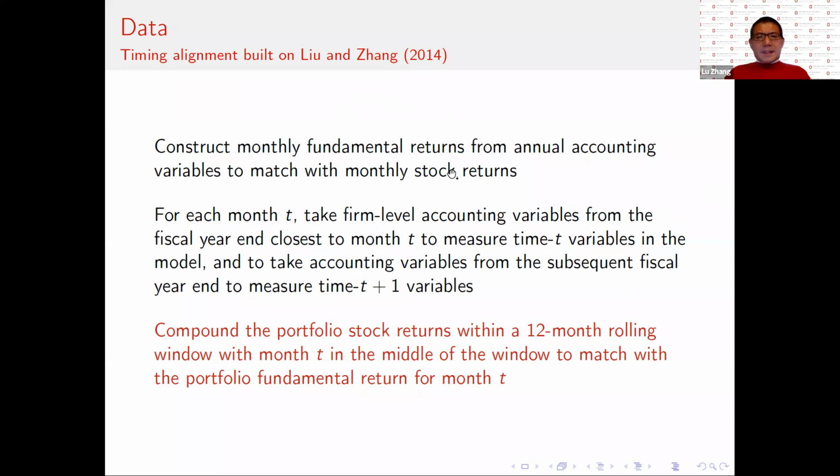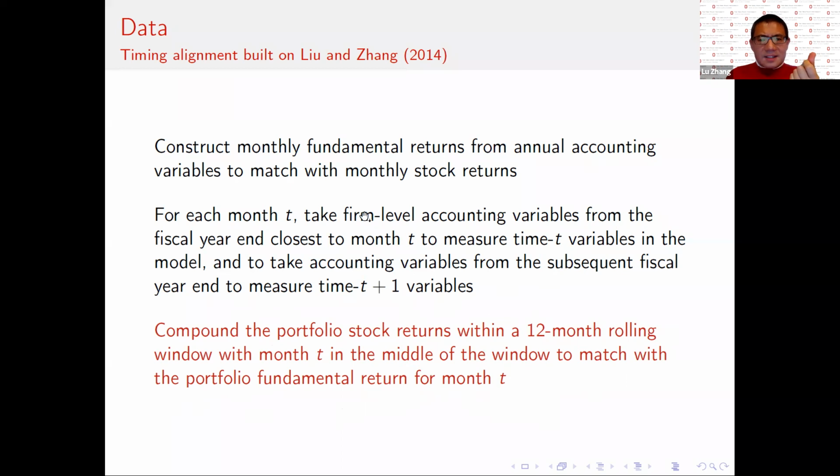Even quantitatively, but nevertheless, we improve the accuracy and sample coverage in Liu-White and Zhang by using the monthly estimation. We include different firms with all kinds of fiscal year end. And the last point on this slide is the innovation within this paper, the 2020 RFS paper. We compound portfolio stock return within a 12-month rolling window within month T to match with the portfolio fundamental return from month T.